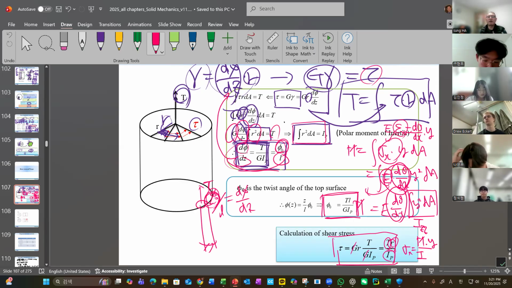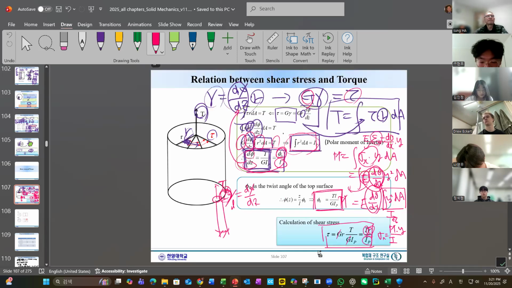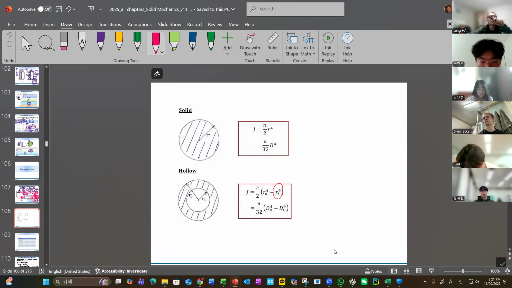The only difference now is that G is the shear modulus instead of Young's modulus, and this is Ip instead of the bending moment of inertia. Okay, so it is important to solve it. What is the Ip defined as? R square dA. Okay, let's obtain this one.